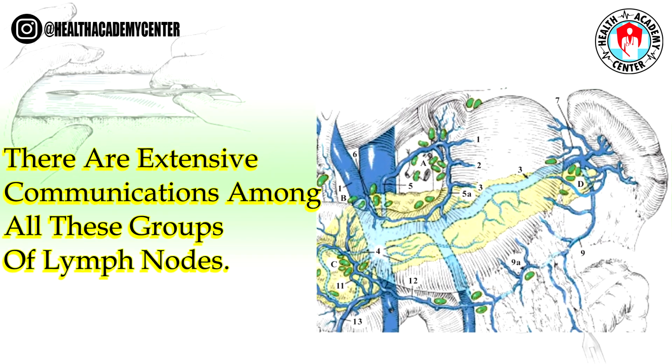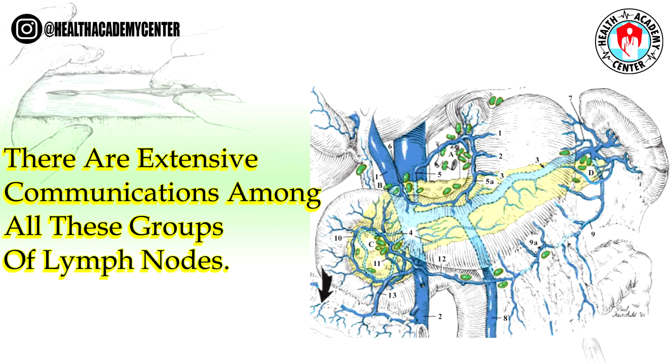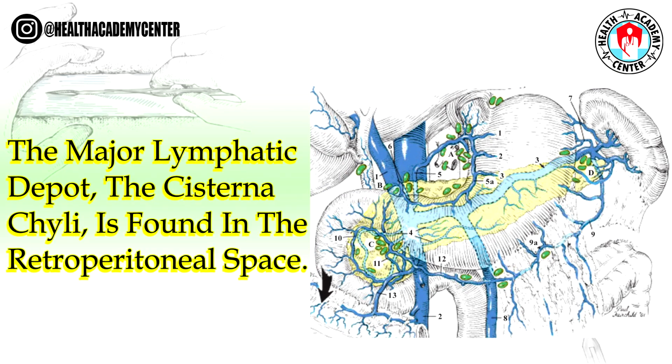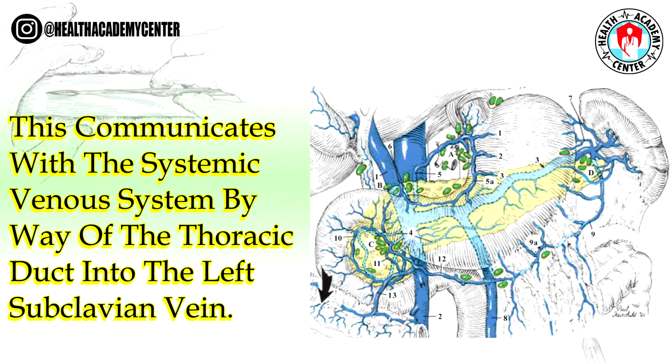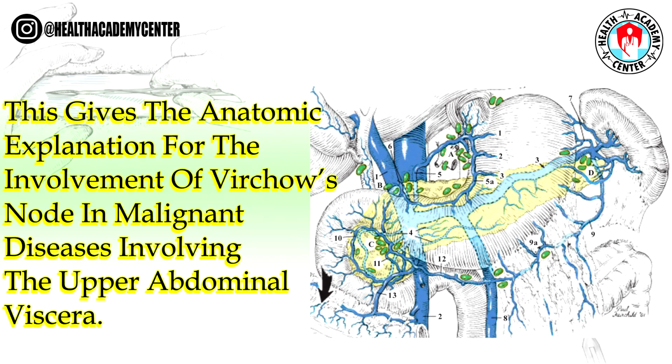There are extensive communications among all these groups of lymph nodes. The major lymphatic depot, the cisterna chyli, is found in the retroperitoneal space. This communicates with the systemic venous system by way of the thoracic duct into the left subclavian vein. This gives the anatomic explanation for the involvement of virchow's node in malignant diseases involving the upper abdominal viscera.